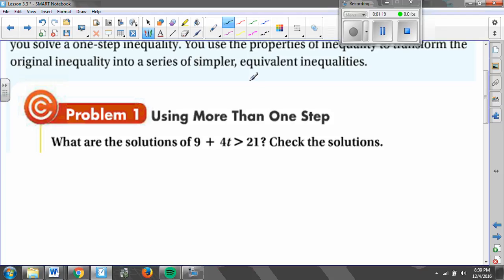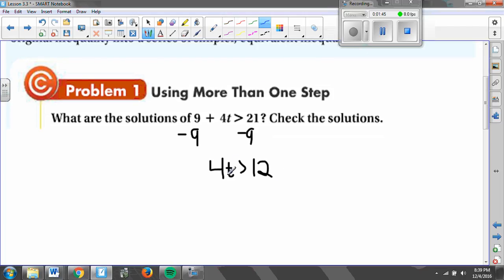So the first thing we have to do in this example is get rid of this 9 that's been attached to our 4t. It's a positive 9, so I'm going to subtract 9 from both sides and get rid of it. I'll end up with 4t is greater than 12. All I did was subtract 9 from both sides. The subtraction property of equality says that's okay. And now I'm going to divide both sides of this inequality by 4 because I want the 4's to cancel out, leaving just the t there.